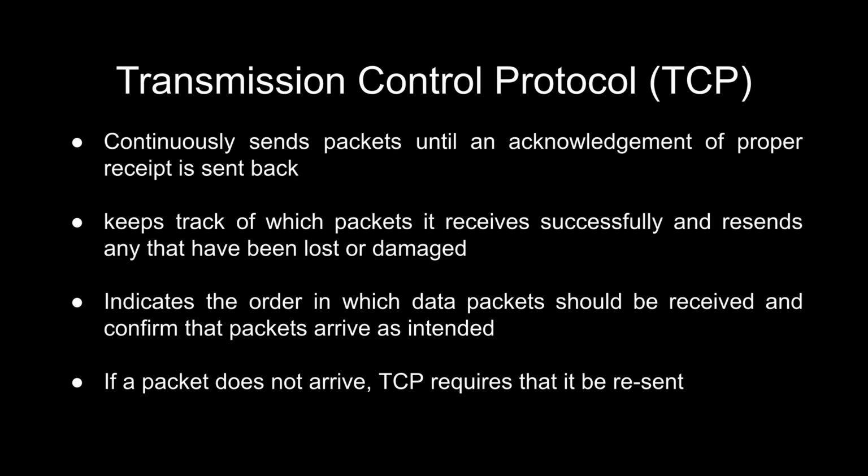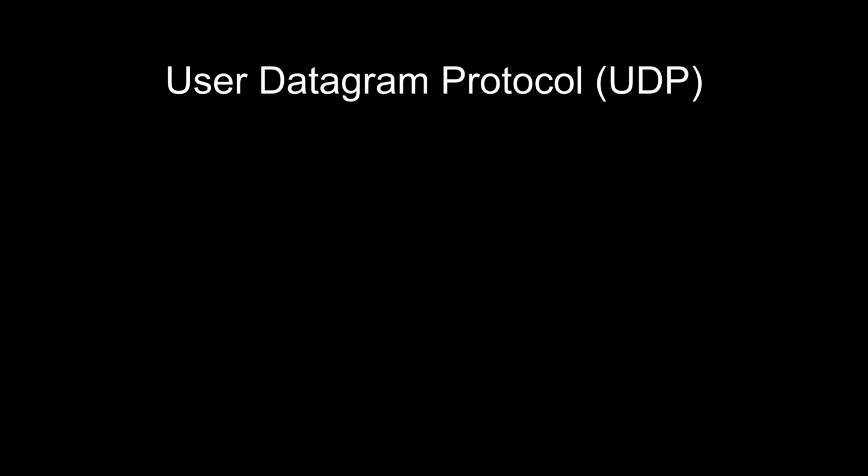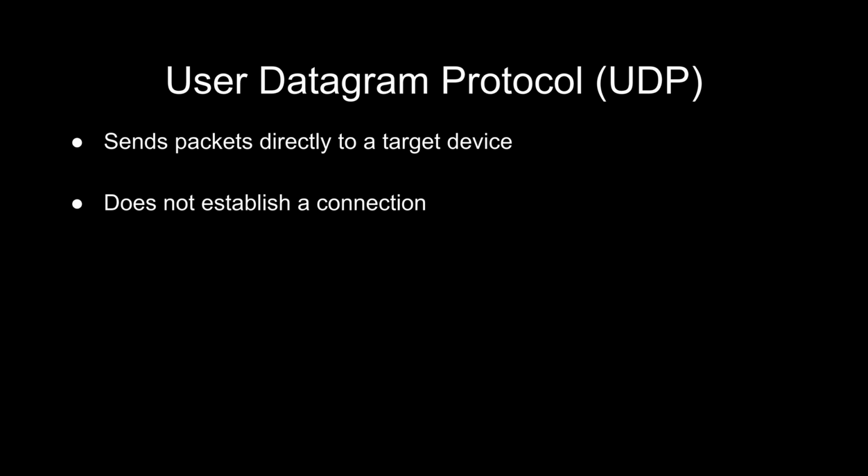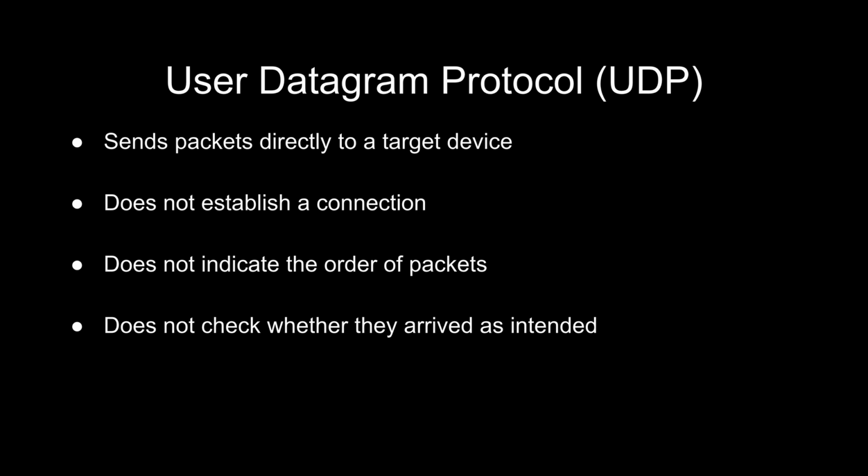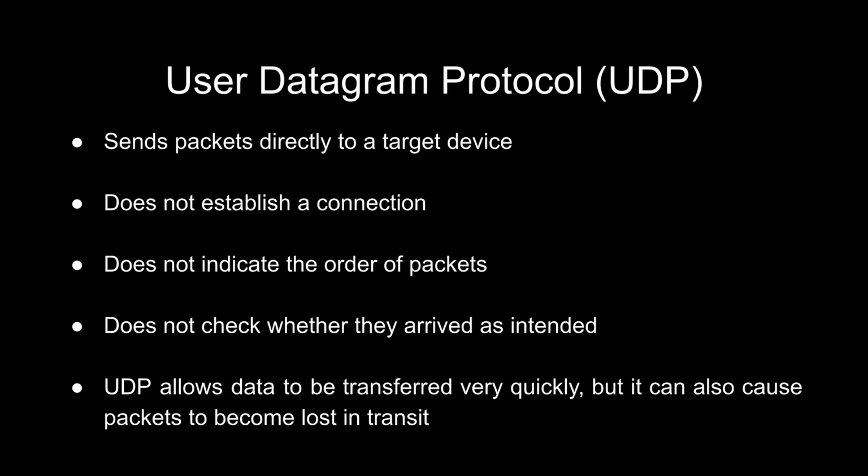When the faults are less significant, UDP is used. UDP stands for User Datagram Protocol. It works by sending packets directly to a target device without establishing a connection first, indicating the order of packets, or checking whether they arrived as intended. UDP allows data to be transferred very quickly, but it can also cause packets to become lost in transit.